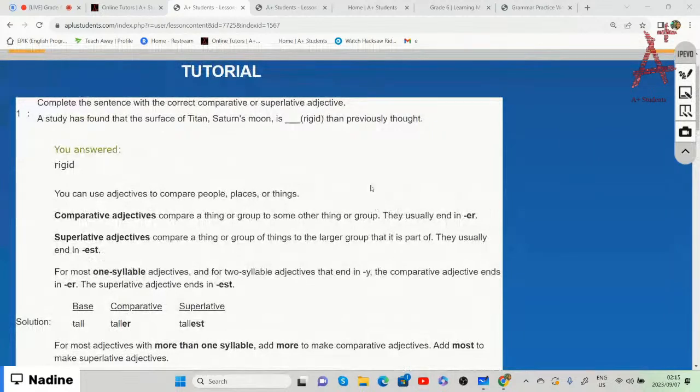All right, so now we need to complete the sentence with the correct comparative or superlative adjective. A study has found that the surface of Saturn's moon is rigid than previously thought.